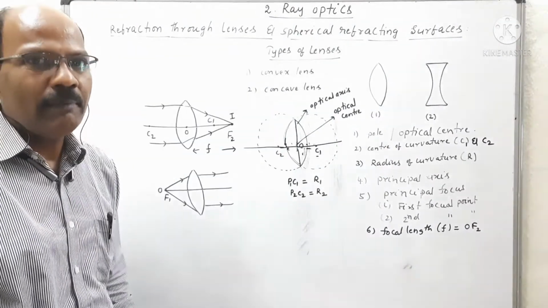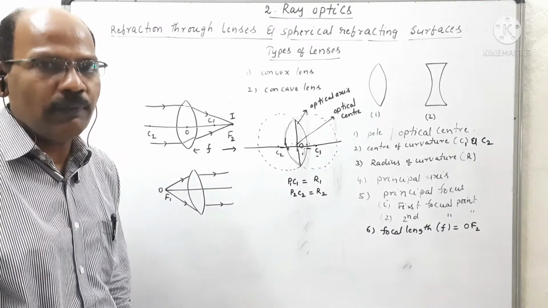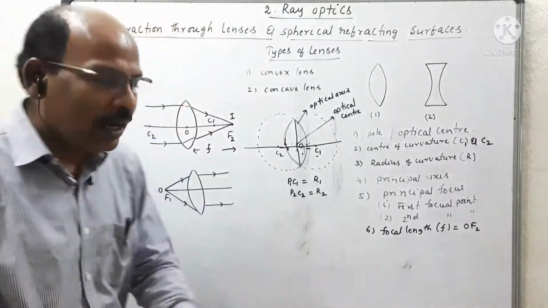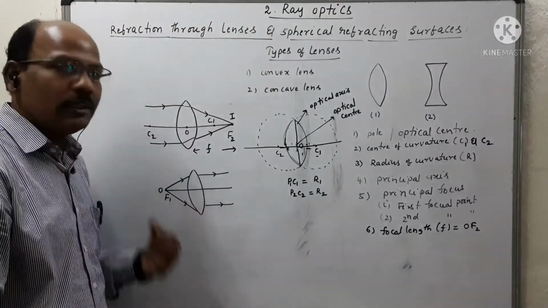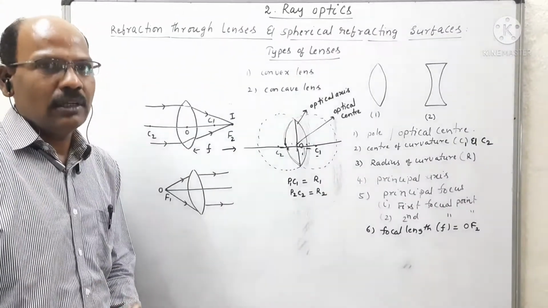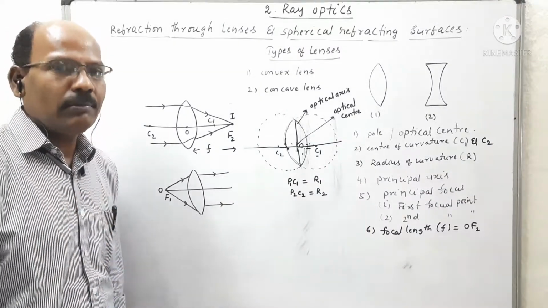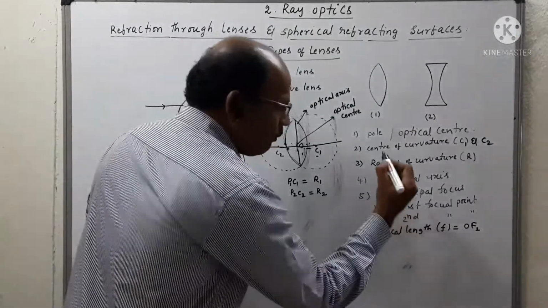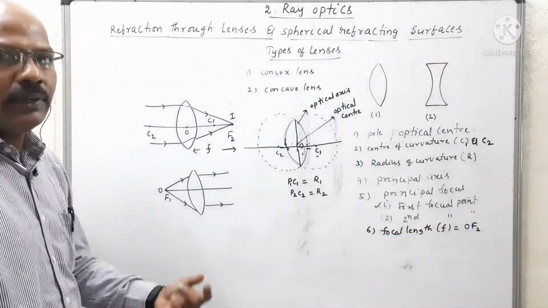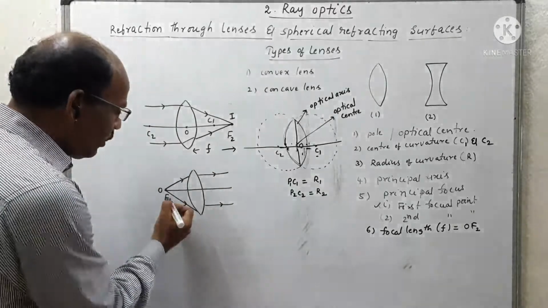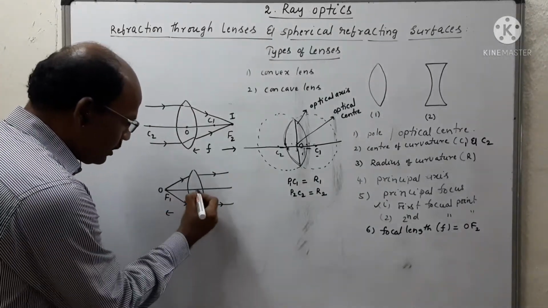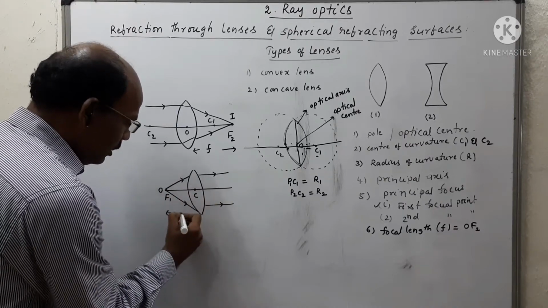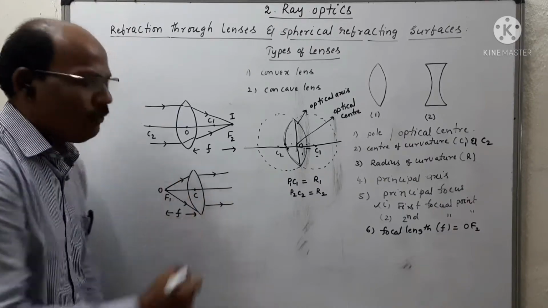How can we define it? It is the object point on the principal axis, after refraction takes place, it produces a parallel beam of light. That object point on the principal axis, which produces a parallel beam of light, is called the first principal focus. So F1 is the first principal focus. This is the optical center, let us say C, and again this distance is equal to the focal length.